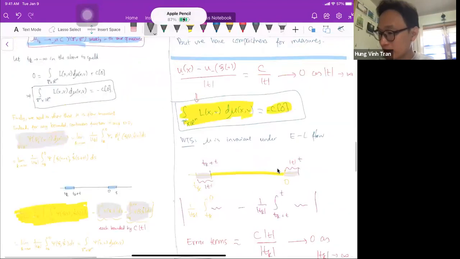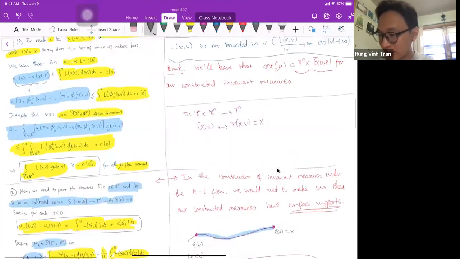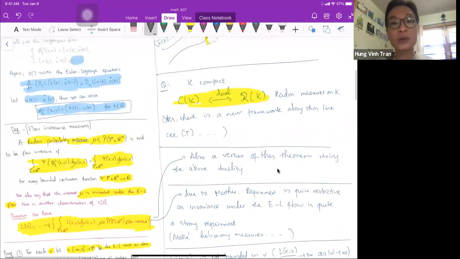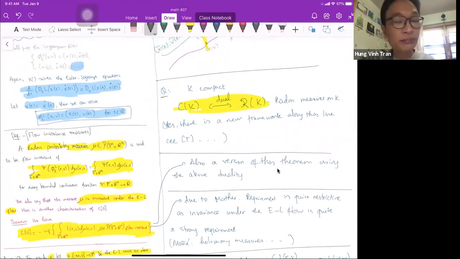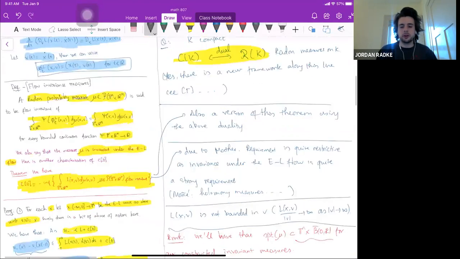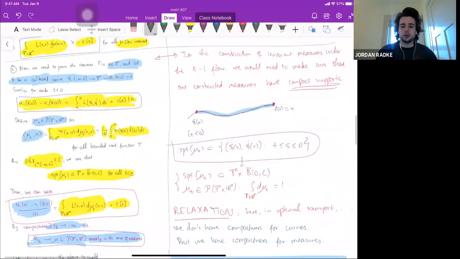Actually, we did a lot for today, and I got really three good, important questions. Any other questions or concerns? I was just wondering, could you explain a bit more about relaxation and what you mean by the failure of compactness when you have curves?